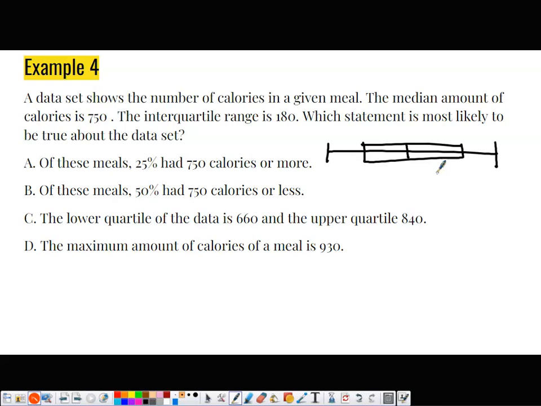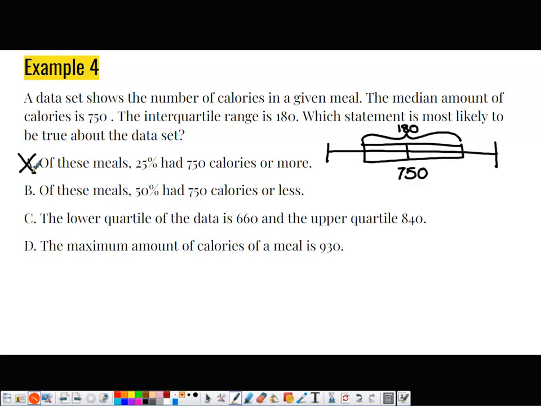So we know the median is 750. Okay. We know the IQR is 180, right? And a good way to label this, I'm just going to use those curly brackets, so 180. And then let's go through our options and see which one makes the most sense. So option A, of these meals, 25% had 750 calories or more. Well, 750 is the median. That means that 50% of the data has to have both above and below that data. So option A is not correct.